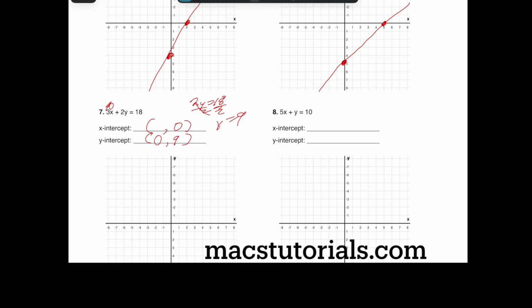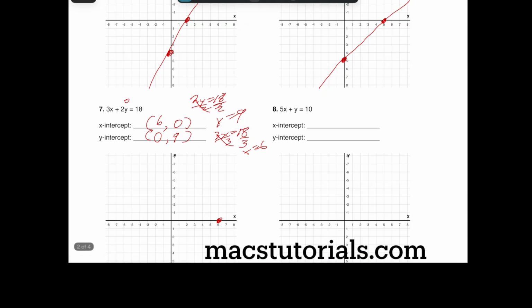Okay, and if I plug in 0 for the y, I'm going to get 3x equals 18, which is going to be x equals 6. Now we go ahead and we graph that. There's my 6, 0. There's my 0, 9, and there's my line.